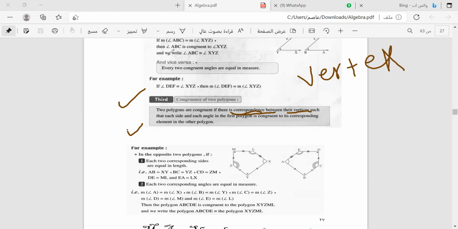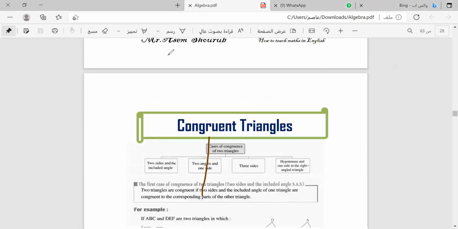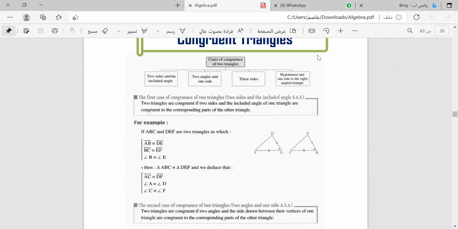such that each side and each angle، كل زاوية وكل ضلع in the first polygon is congruent to corresponding element in the other polygon. يبقى بتطابق نظيرها في المضلع الآخر. congruent triangles بقى ده special case من الcongruence. كان ممكن نقول انه شغل ابتدائي شوية. congruent triangles لا في اعدادي first prep grade 7.